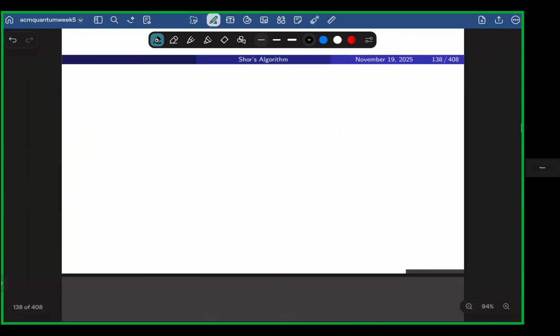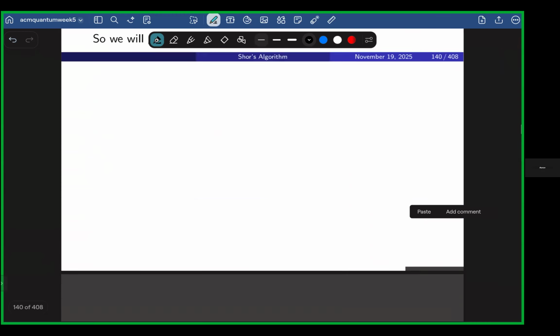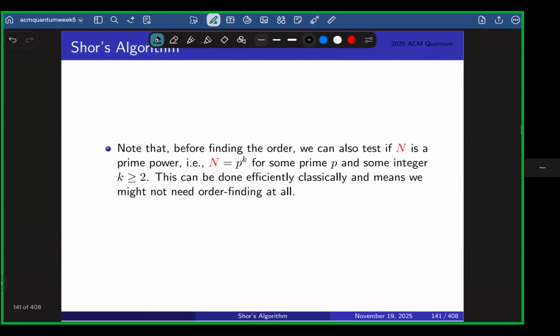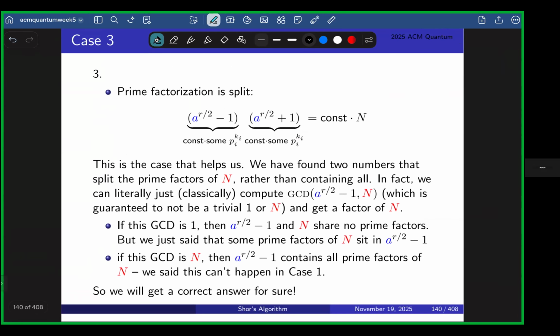Does that part make sense? Case three is what we want, that the prime factors are split, because it doesn't saturate all the factors into something else. You just take this GCD. Once you know the order, you just take this GCD, and if that GCD is greater than one, then that's your factor.